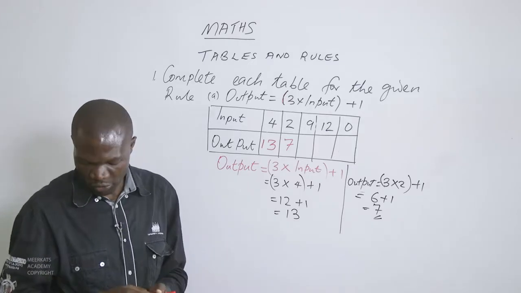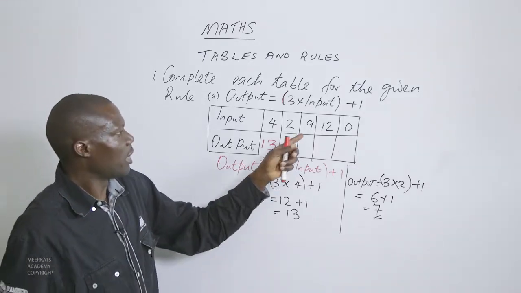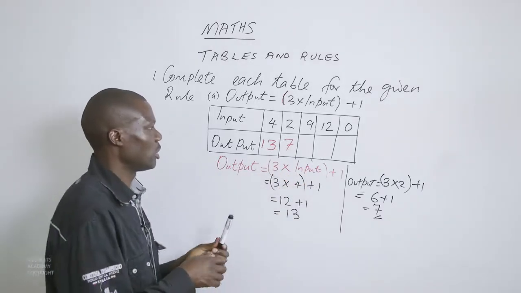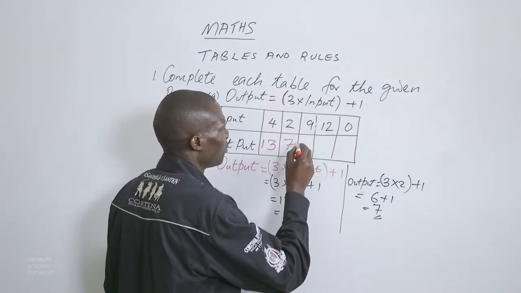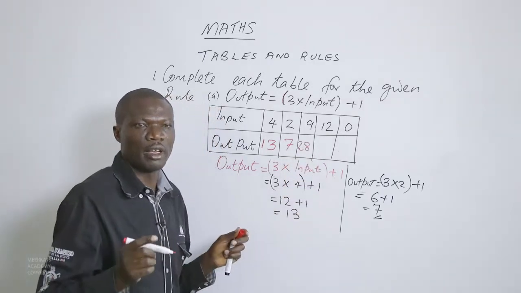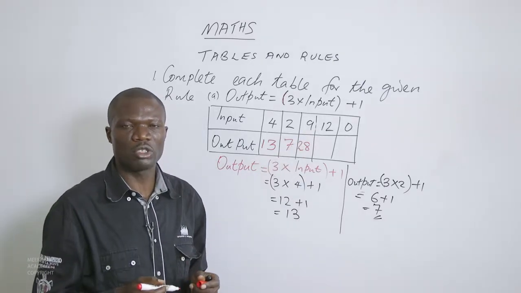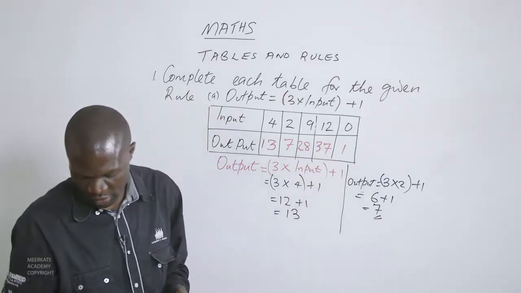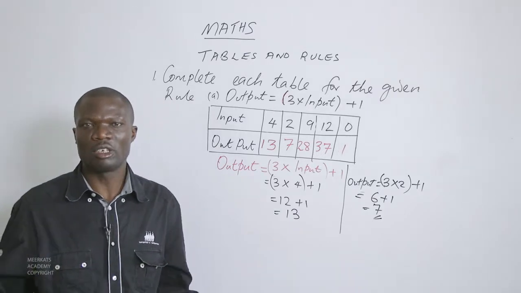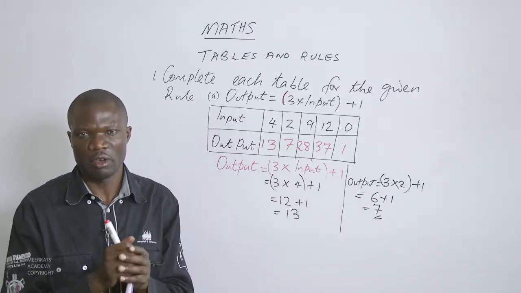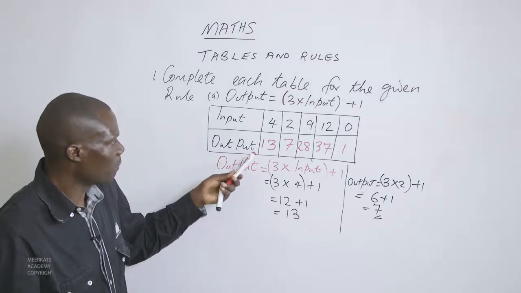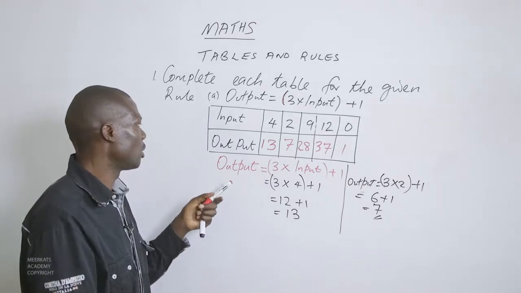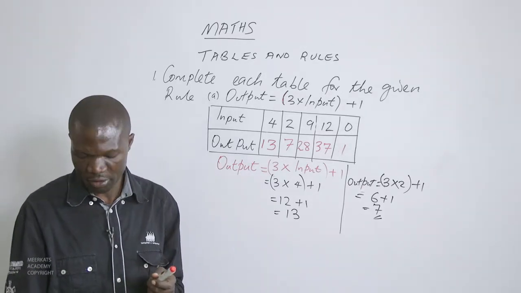The rest you can do offhand and see what you are getting. For 9, it is 3 times 9, which is 27. 27 plus 1 gives us 28. Next is 3 times 12, which is 36, plus 1, which is 37. And the last one is 1, because 0 times a number is 0, plus 1 remains 1. That is what we have. These are the values that are missing for the output.